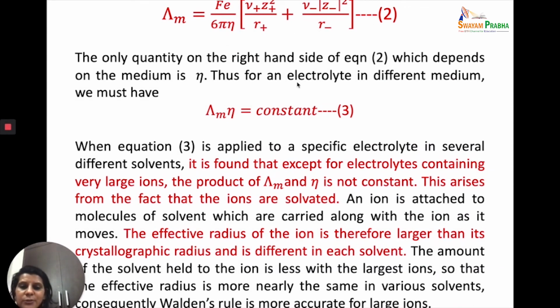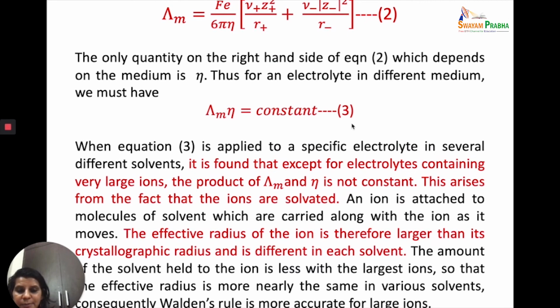If this is true, then this should be followed for all electrolytes, but this is not followed by all electrolytes. This equation, lambda m eta is equal to constant, is only followed by electrolytes having large ions or very large ions. It is not followed for electrolytes which have small ions.